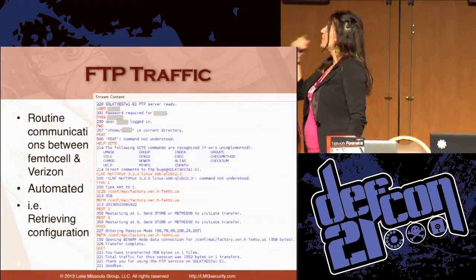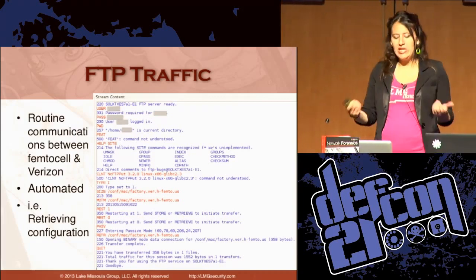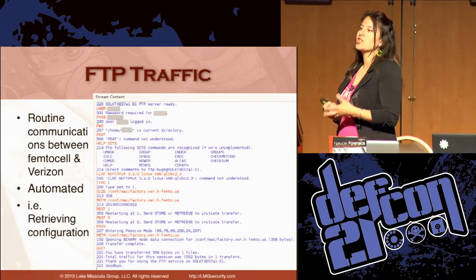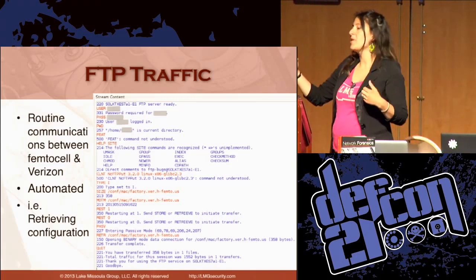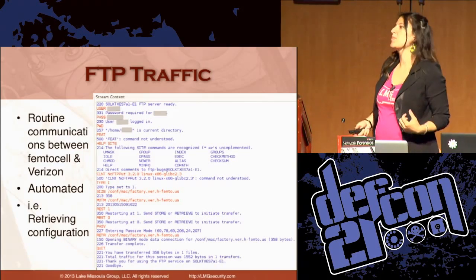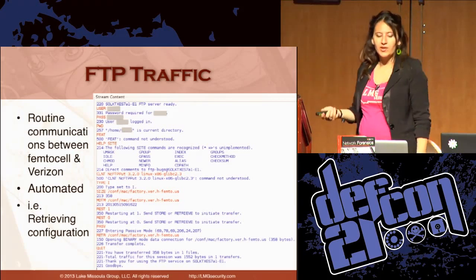So here's an example of the FTP traffic that we saw. We're not going to dig into this too much. It seems to be used for routine communications between the femtocell and Verizon. It's all automated. It'll enter a password to an FTP server and pull down some configuration files, for example. I just thought it was kind of neat to see the reconstructed stream here.